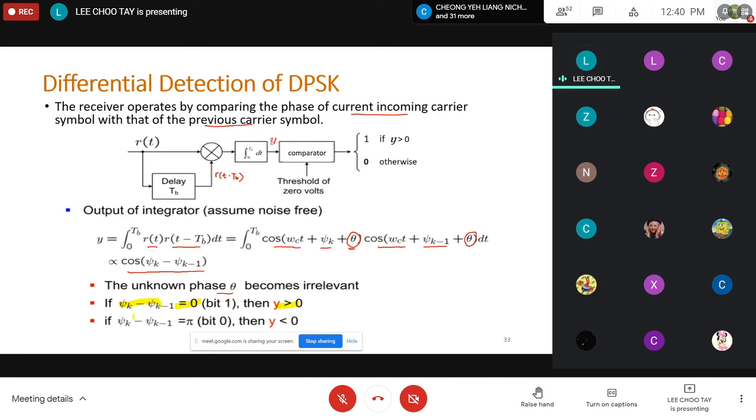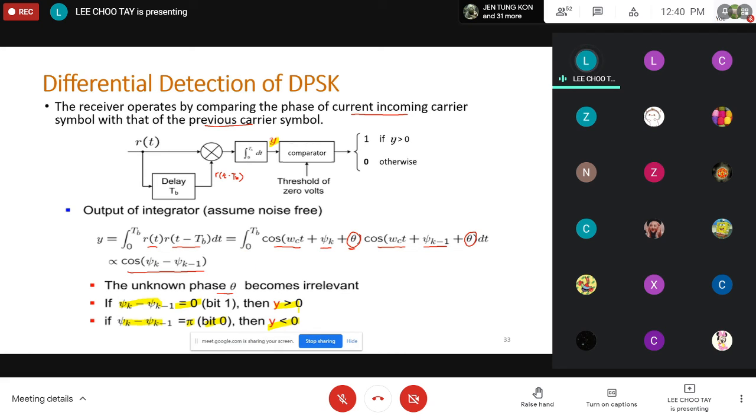However, if the phase angle between the two carriers is pi, which is 180 degrees, then we know we actually sent a bit 0, or binary 0. Again, cosine of pi is a negative value. Cosine of 180 degrees is minus 1, correct? Then your y produced here, the output of your integrator, will be a negative value.